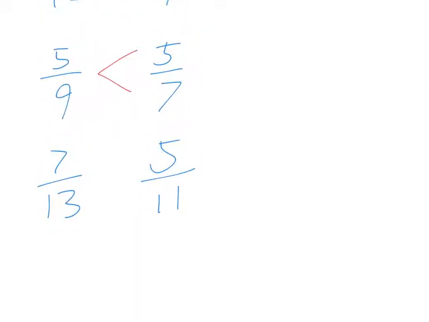And then 7/13 and 5/11. This one's tricky, because 7 times 2 is going to be 14. So 7/14 would be half.